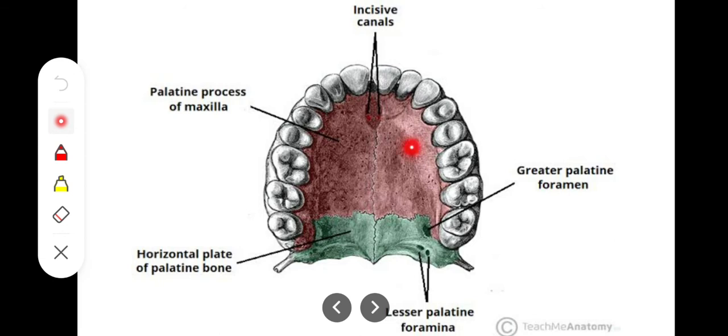Then we have four bones here, two anterior, two posterior bones. The anterior bones are basically the palatine processes of the maxilla. These two are the maxilla bone. Their palatine processes are visible to us, which are being connected by the intermaxillary suture.